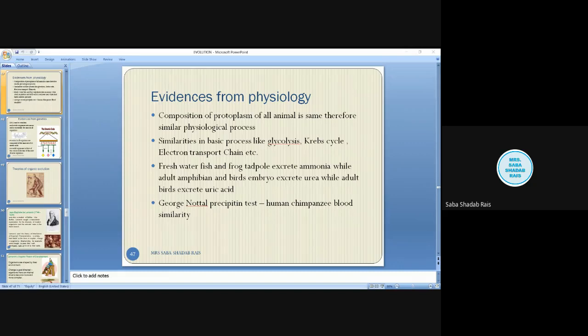Now, when we talk about the bird, they excrete uric acid, but their embryo, in a very initial stage of development, excretes ammonia. Then, in the late developmental stages, they excrete urea, and thereafter, in adulthood, they excrete uric acid. So it is showing, you can say, the evolutionary development: first ammonia, then urea, then uric acid. This way the bird is showing all three types of excretion in the various stages of life.